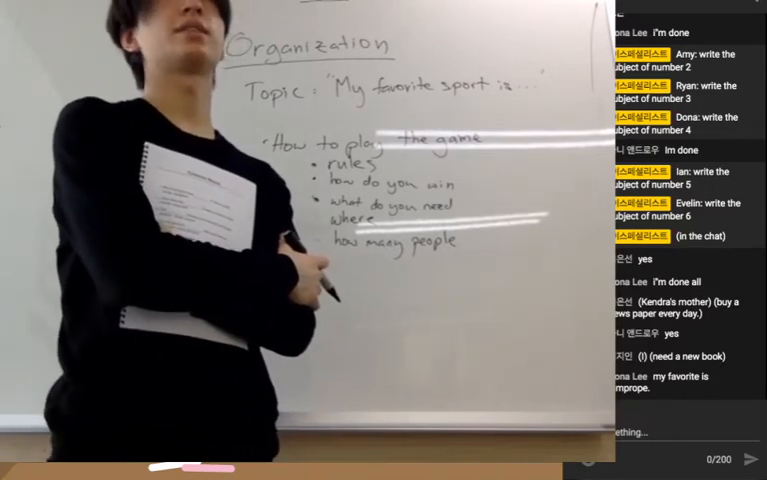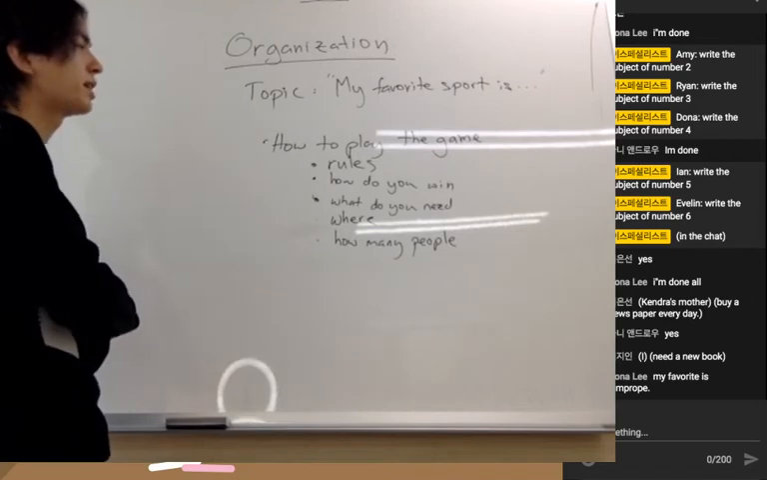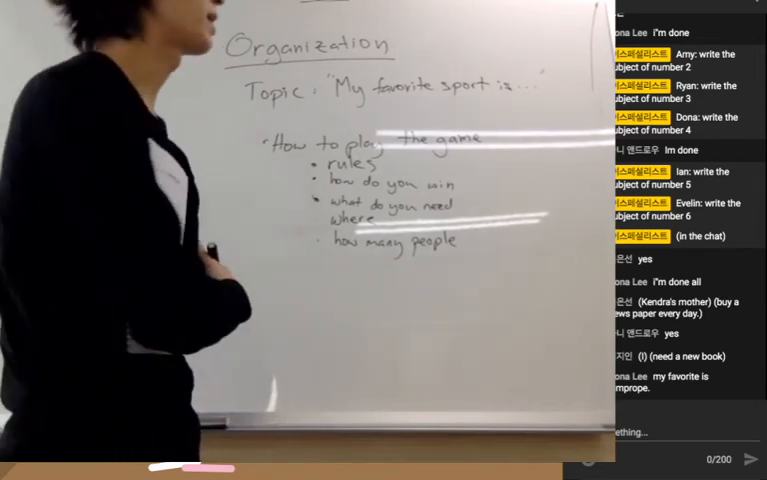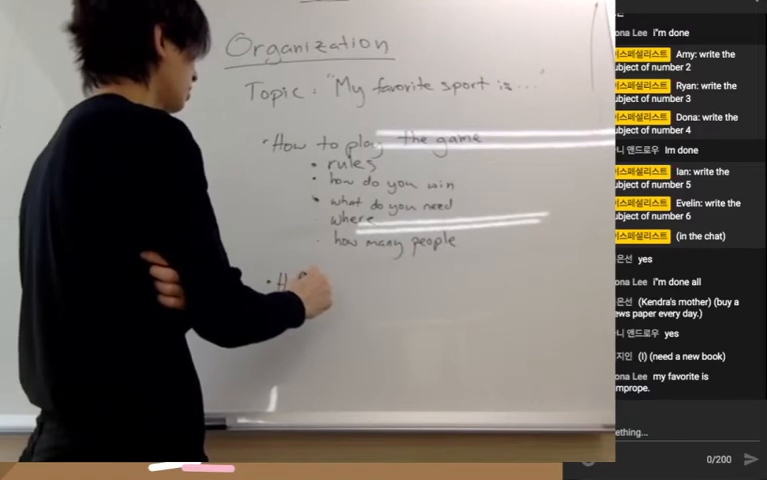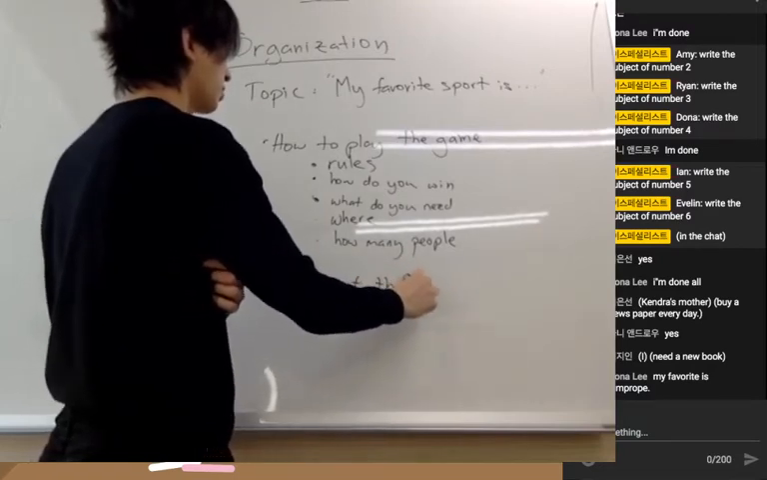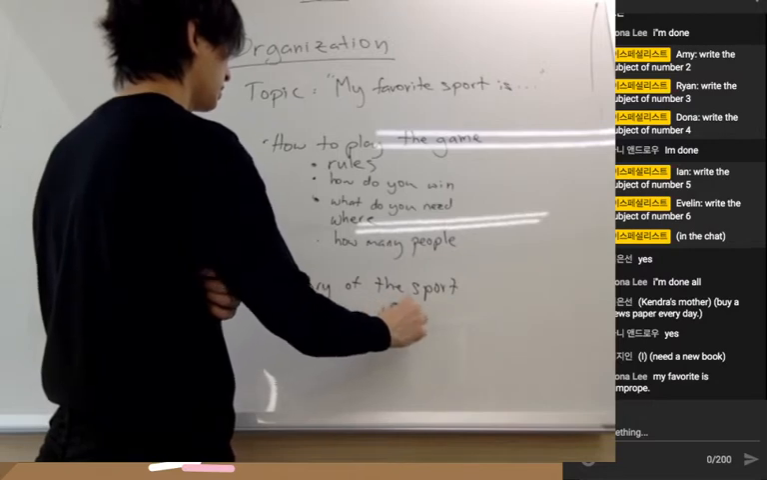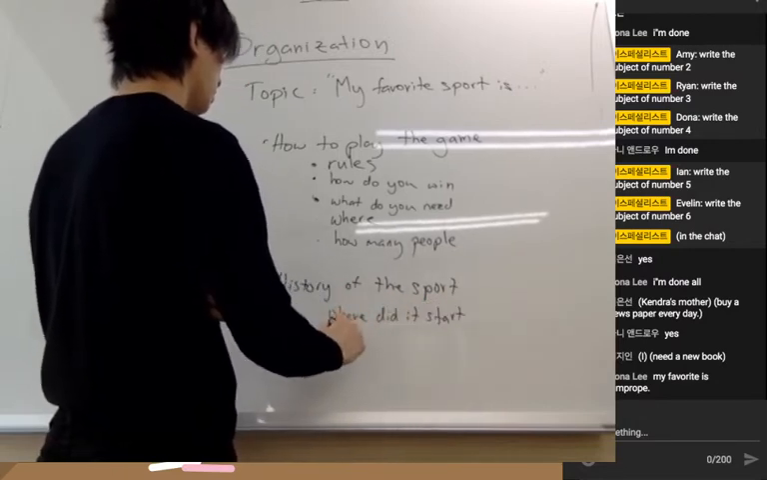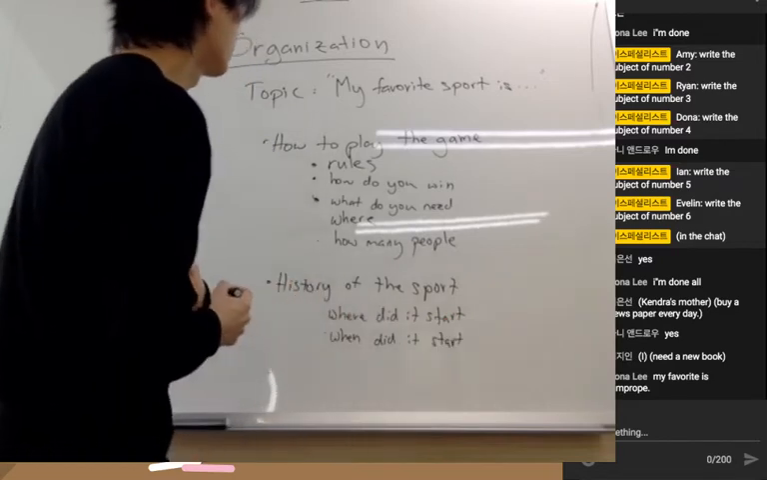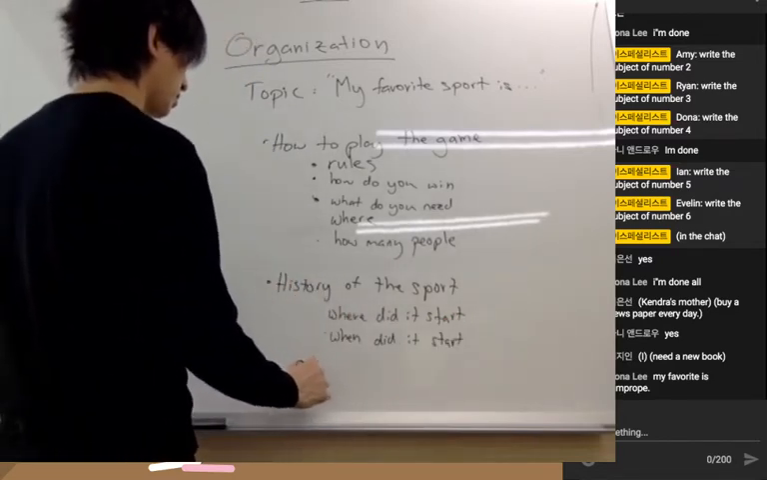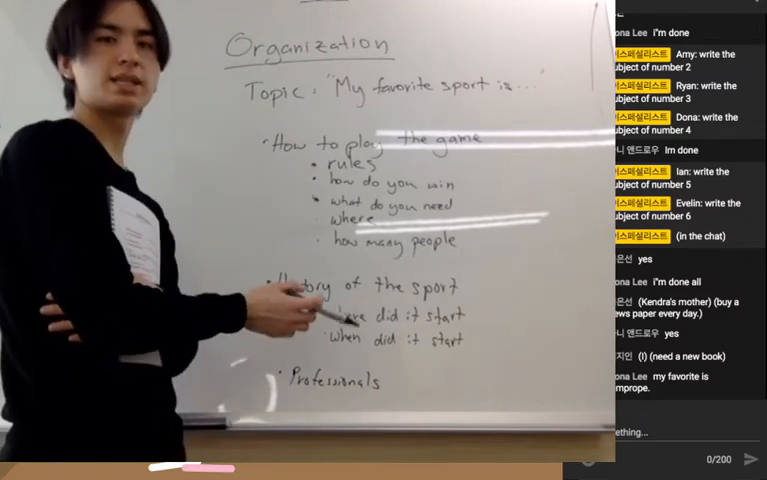When we get to bigger essays, the organization is going to be much more complicated, as you'll see. Instead of just writing about how to play the game, you might have to write many different things about the sport. Maybe you'll also write about the history of the sport. Where did it start? When did it start? You might have to write about professionals in it. Things like that. You might have to write about who's the best at this sport.